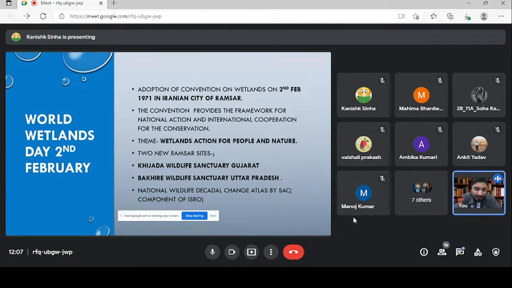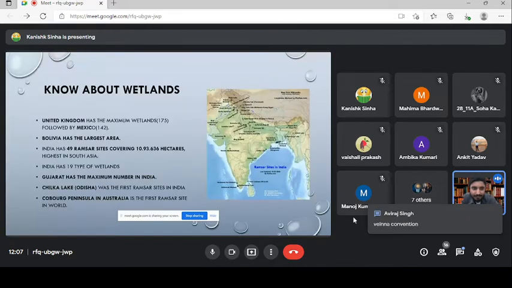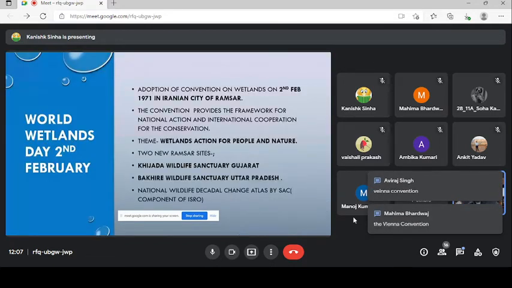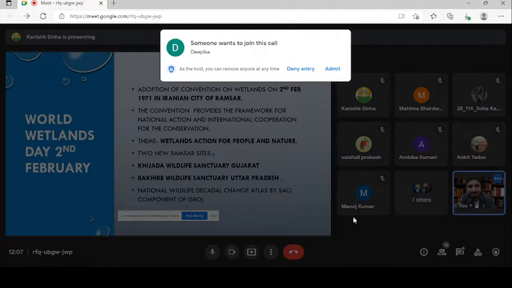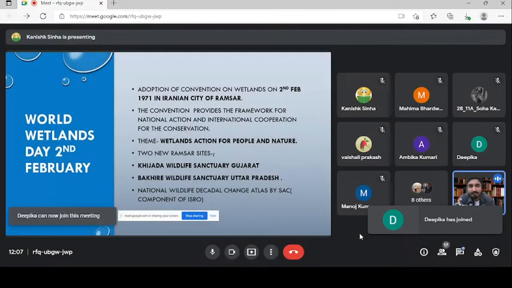Moving to the next point: what was the theme of the year 2022? The theme of this year, that is 2022, is Wetland Action for People and Nature. That is a very important question from CLAT or AILET or other law entrance examinations: what is the theme of World Wetlands Day on 2nd of February 2022? This year's theme was Wetland Action for People and Nature. Now, what is new about this year, that is 2022 wetland?